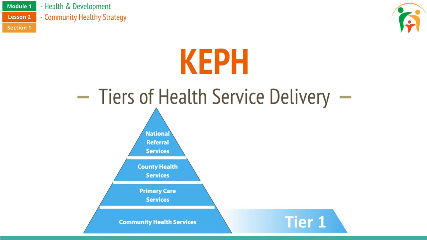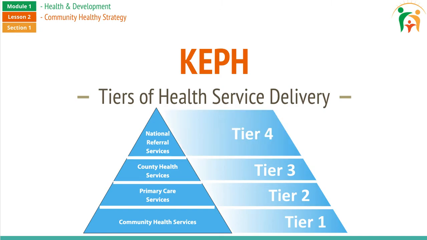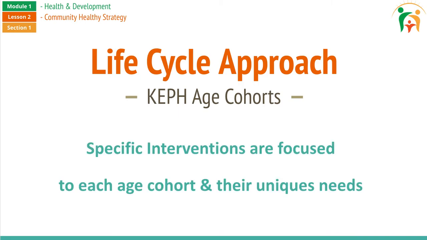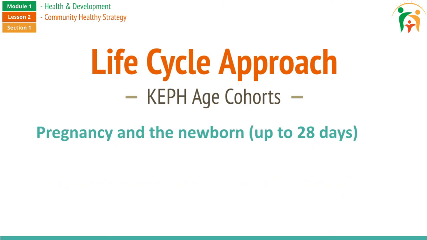Tier 1 is community health services. Tier 2 is primary care services. Tier 3 is county health services, and Tier 4 is the national referral services. The Kenya Essential Package age cohorts have specific interventions focused on each age cohort and their unique needs.